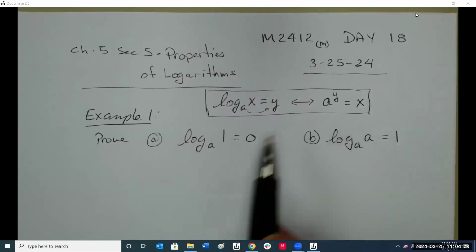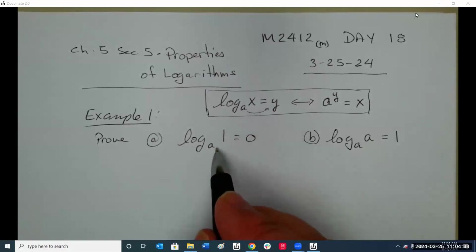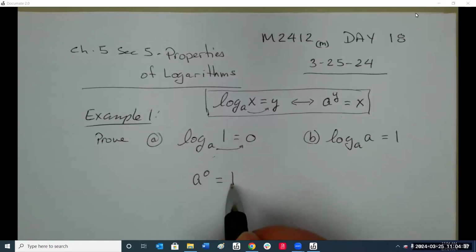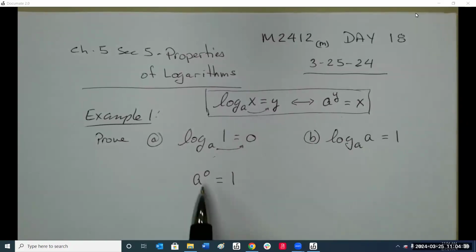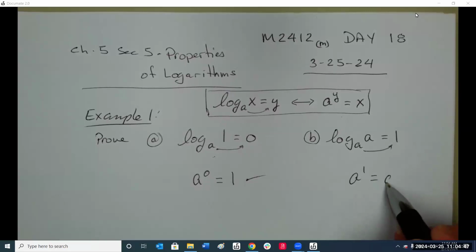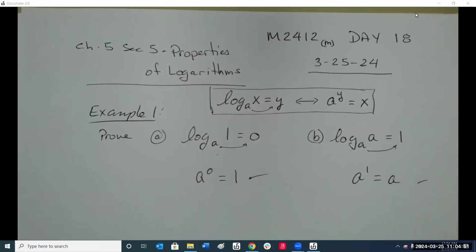So with this, we can prove the first one. The a comes over here. A to the 0 is 1. That's true. Anything to the 0 power is 1. Check. Same thing here. A to the first power is a. Also check. It's just a common sense one.